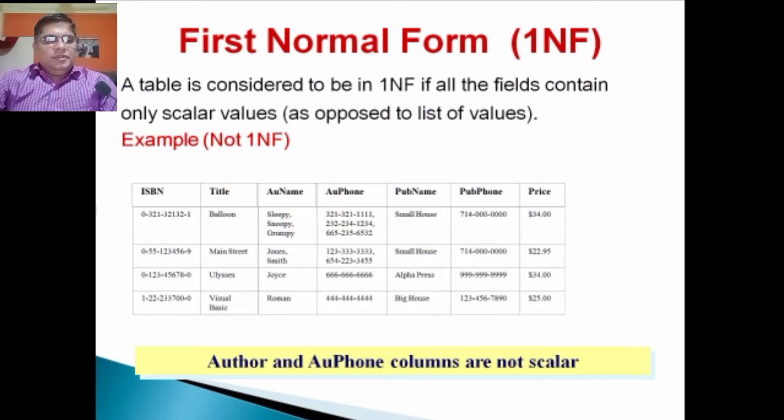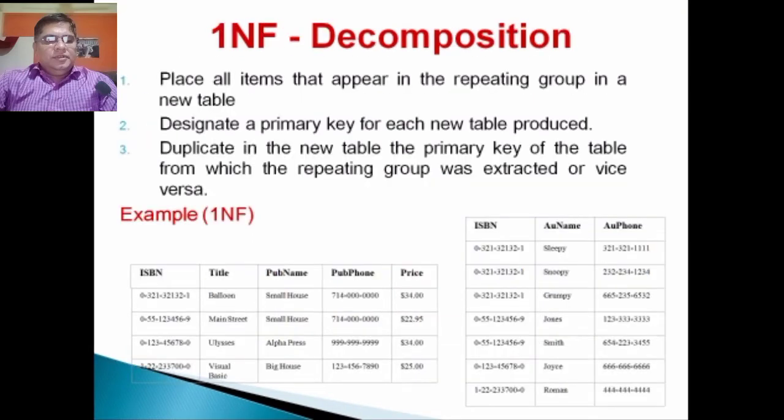For this, we dissolve the multi-valued attribute into single valued attributes. Here is the first normal form decomposition. We dissolve this multi-valued attribute into a single valued attribute, so we decompose this table into 2 parts. The first part is ISBN number, title, publication number, publication form, and price, and the second is ISBN number, author name, and author phone number. After this decomposition, the tables are in first normal form.